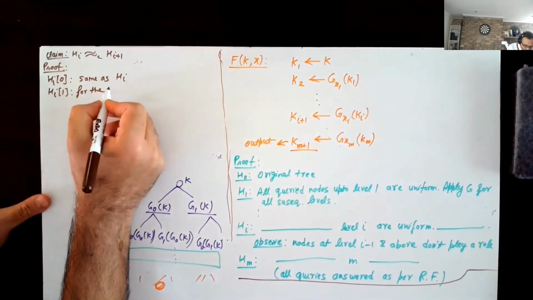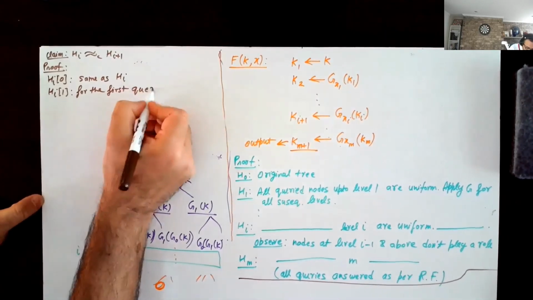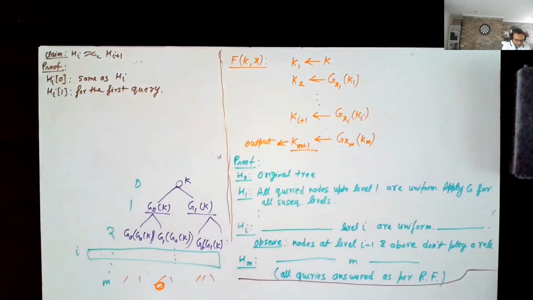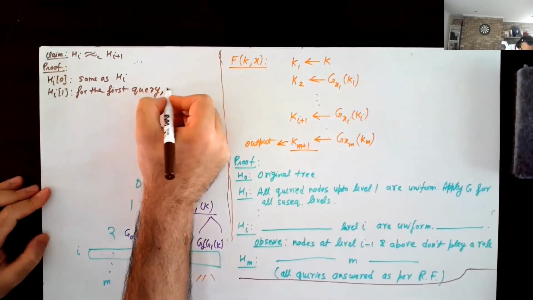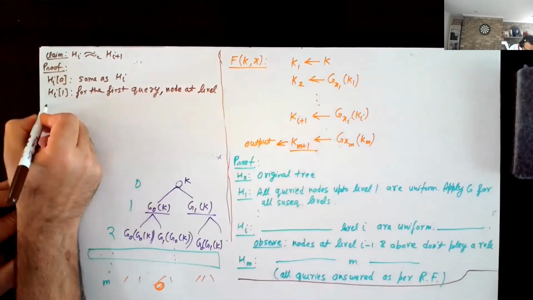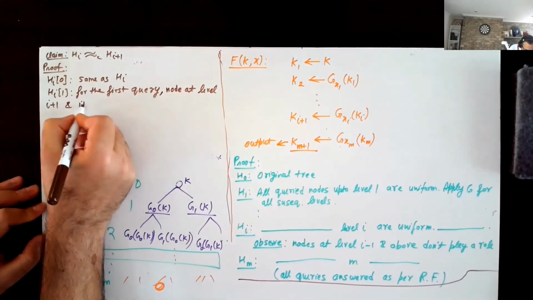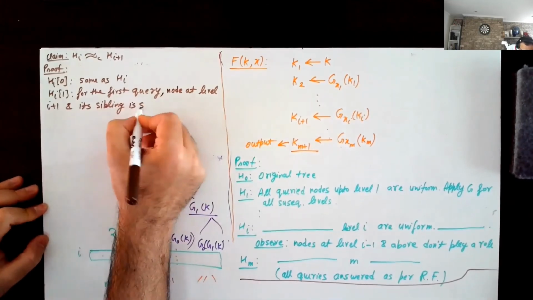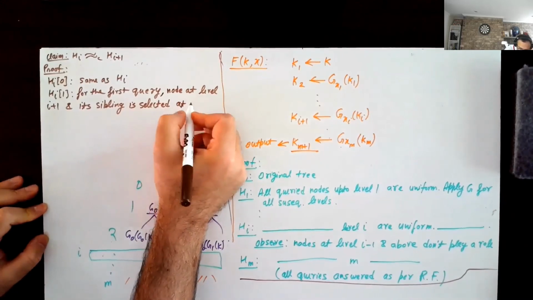As we look at the first query, that first query will select some node at level i plus 1, the node at level i plus 1 and its sibling is selected uniformly.